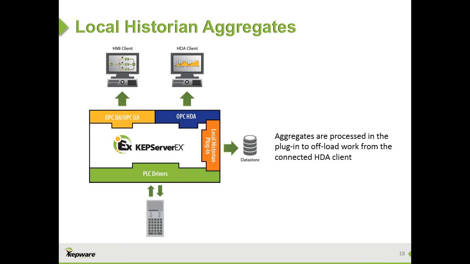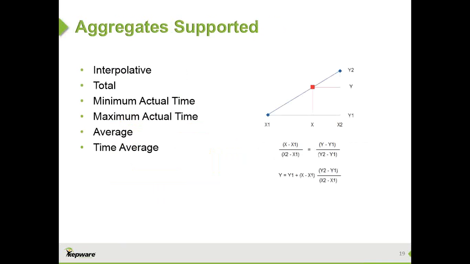We can transfer instead maybe 100 points of data that are aggregated data. So the idea is you can save some bandwidth, save the need to transfer a large amount of raw data points, and offload work from the connected client by processing these aggregates and doing these calculations in the historian plugin and KEPServerEX. So hopefully I explained that backstory well. Let me know if you need more information there.